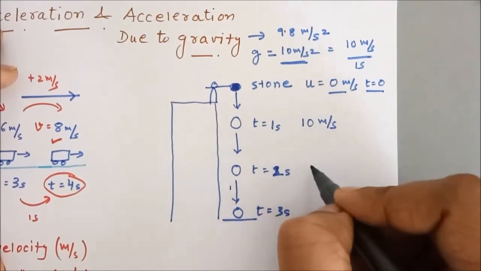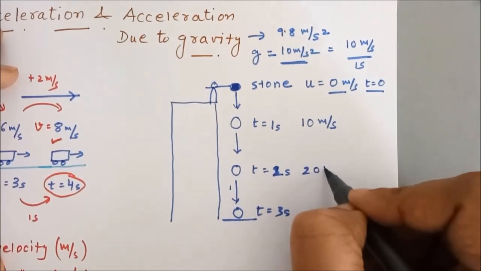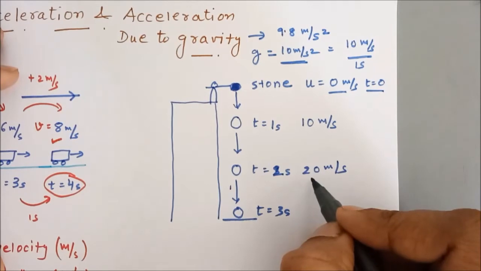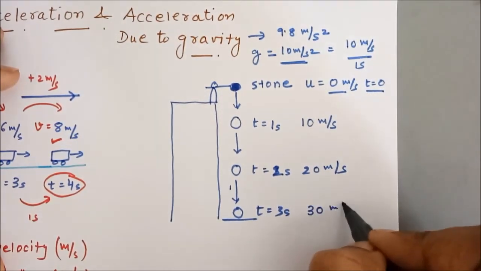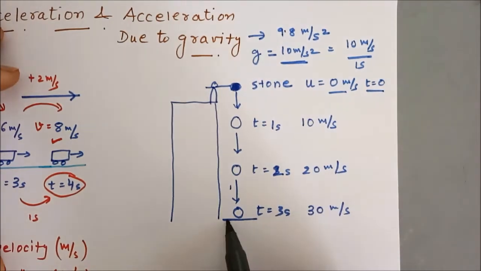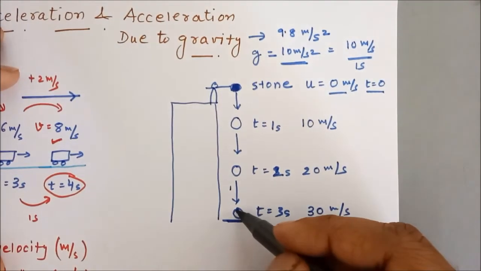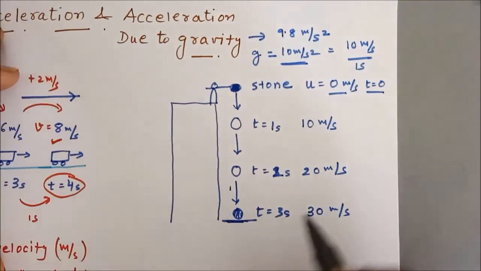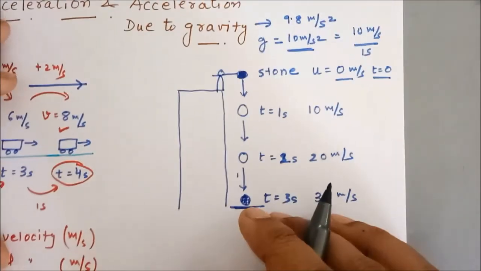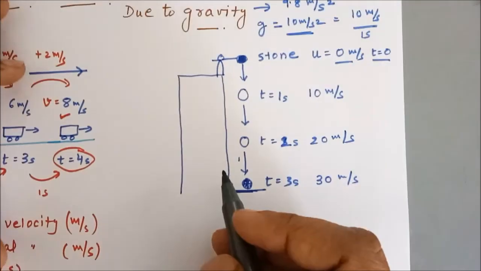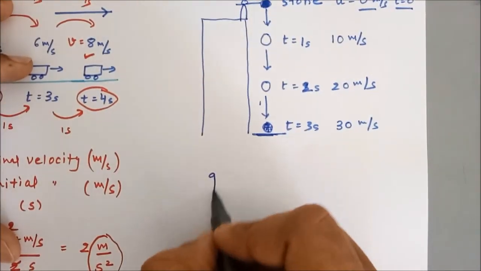Again after 1 second, there will be an addition of 10 meter per second, so 20 meter per second. And again after 1 second, there will be an addition of 10 meter per second, so it is 30 meter per second. So when the stone touches the ground, at that point, it has the highest speed and it will have the highest kinetic energy as well.